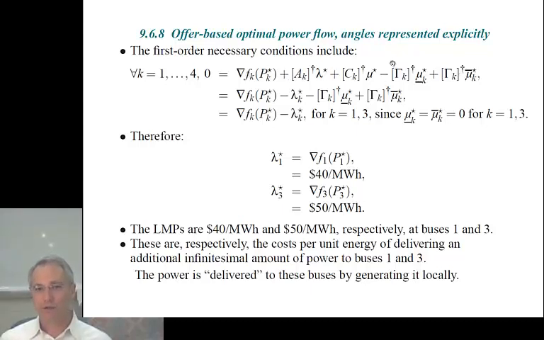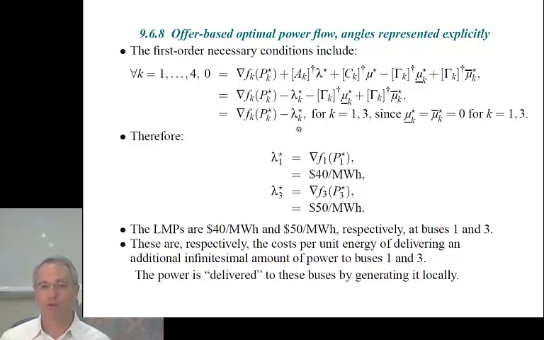Looks like this. The Lagrange multipliers for generators 1 and 3 are 0. Some of them for generator 2 are 0. CK in this formulation is 0. AK is minus 1. So again, that gives us that 0 is equal to the marginal cost minus lambda K star plus some terms involving the system constraints. For generators 1 and 3, these Lagrange multipliers are all 0, so those terms go away.